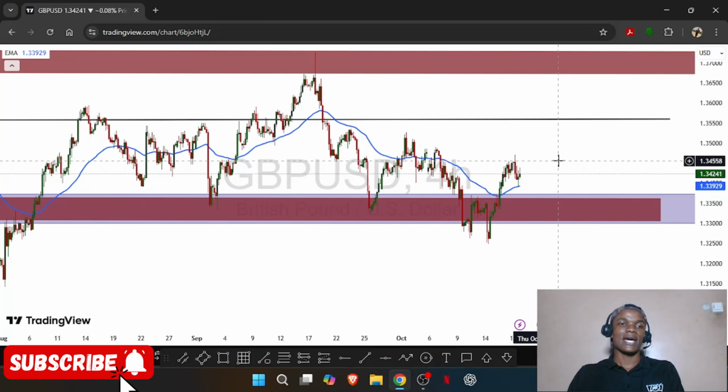Now if the daily and the 4-hour match, perfect. If the trend of the daily matches with that of the 4-hour, that is my best, that is my A plus setup kind of trade that I would consider looking out for.